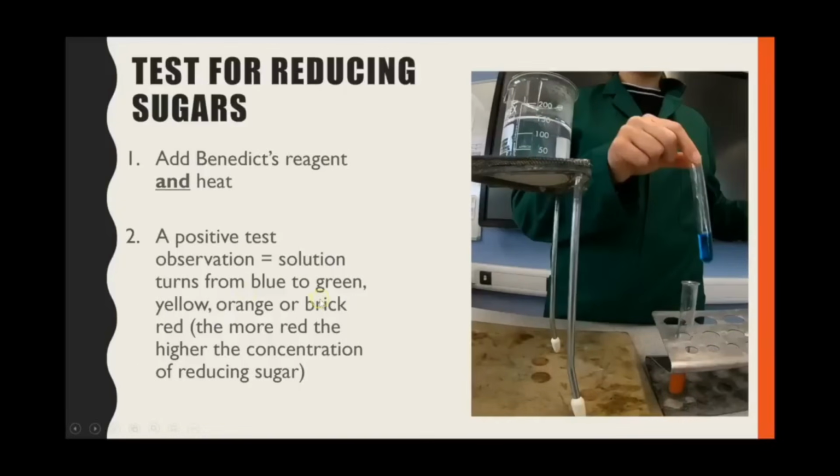And you can get other colours other than that bright orange, that brick orangey red colour I've got there. The different colours would indicate the concentration of reducing sugar you have. So if you only had a green colour or greeny yellow, that indicates a low concentration of reducing sugar. The more orangey red it is, the higher the concentration of reducing sugar.